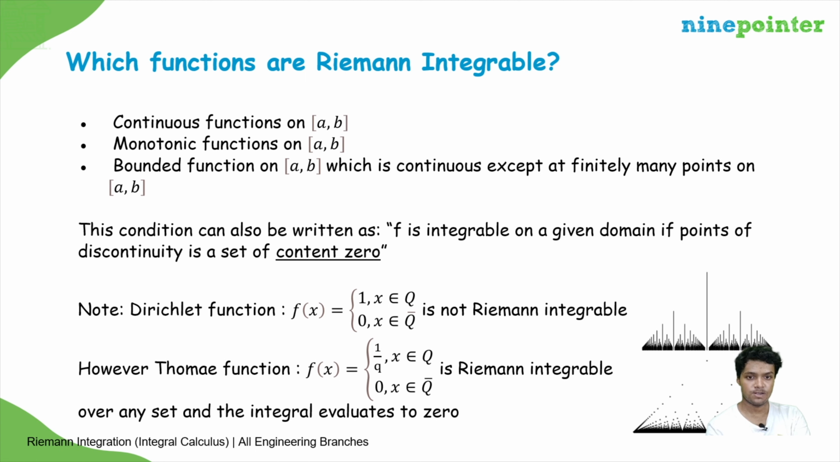So which functions are Riemann integrable? These three kinds of functions can be considered Riemann integrable. The function should be continuous in the interval a comma b in which it is being integrated. It may also be monotonic, that is either increasing or decreasing, or it can be bounded in a comma b and continuous except at finitely many points.